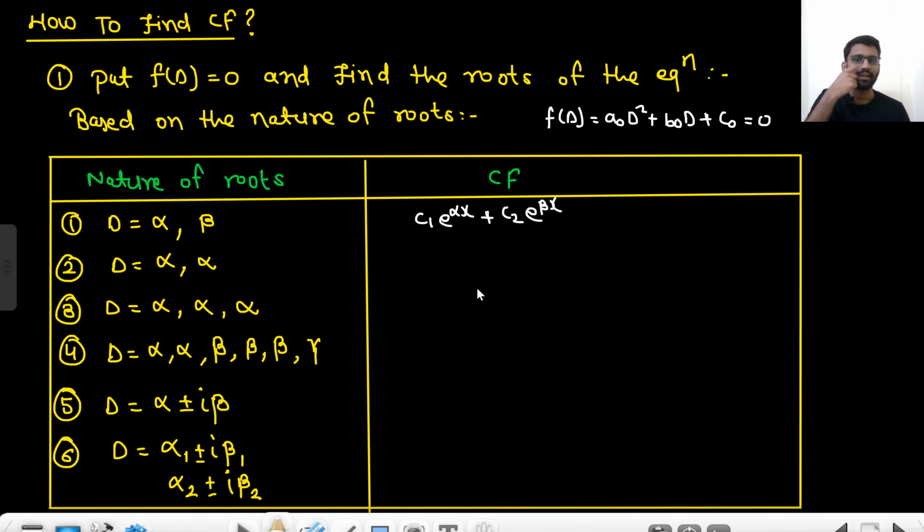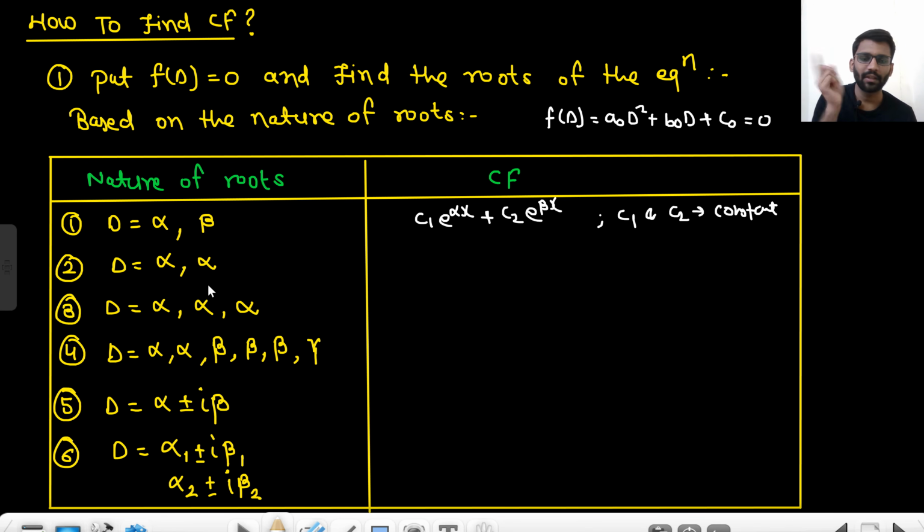Okay, you need to remember it. There is no other option. You need to remember it. Okay, alpha, beta; C1 is a constant, C2 is a constant. C1 and C2 are some constants that we don't know.